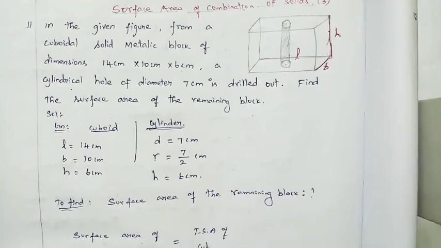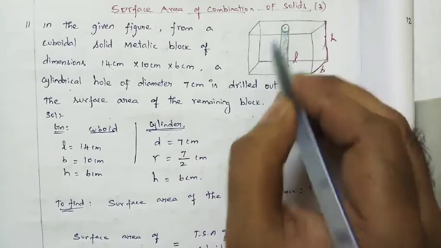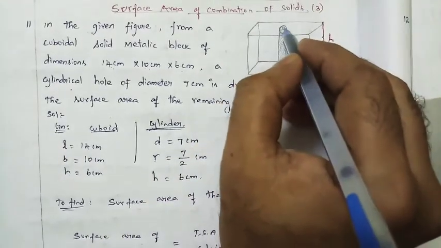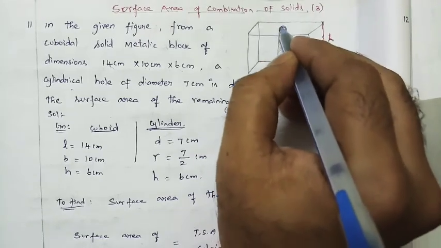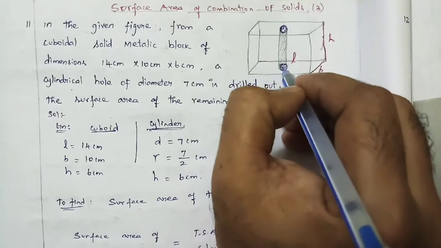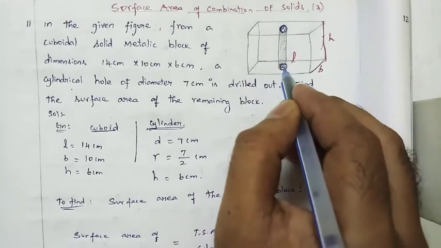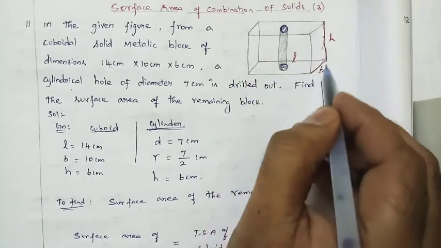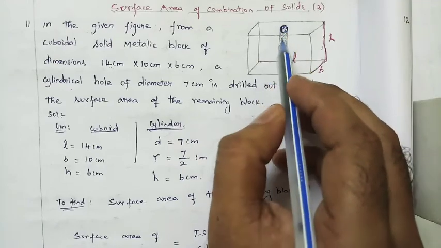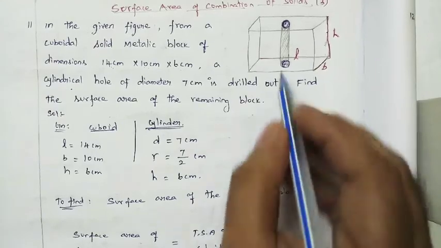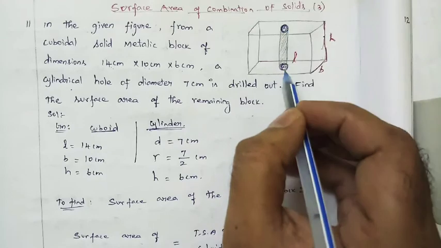But in the TSA of the cuboid, we can't paint the top and the bottom of the cylinder, because here we have a hole. We can't paint this side alone. So we have to subtract this area in the top and this area in the bottom. So TSA of cuboid minus, what is the shape of the top of a cylinder? Circle. So TSA of cuboid minus area of top minus area of bottom.